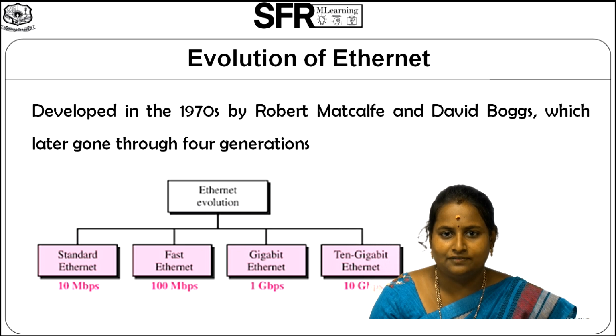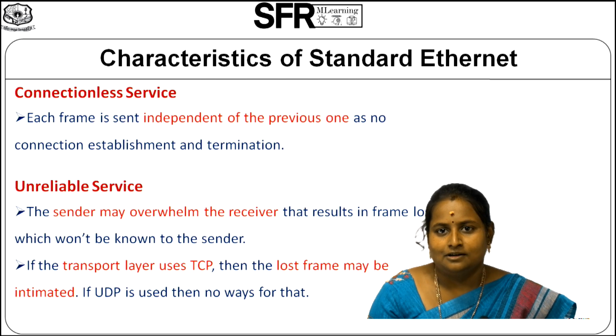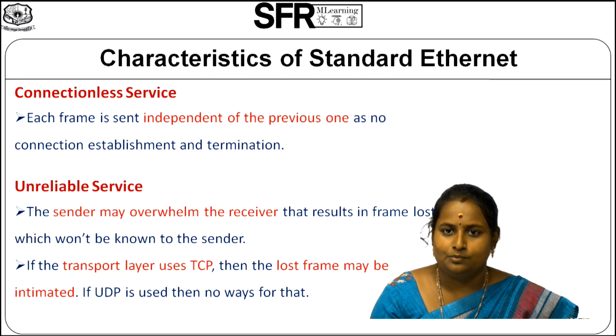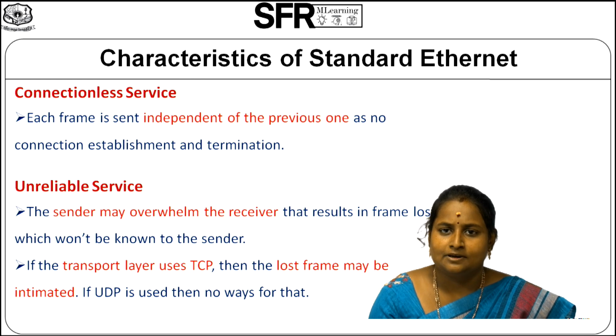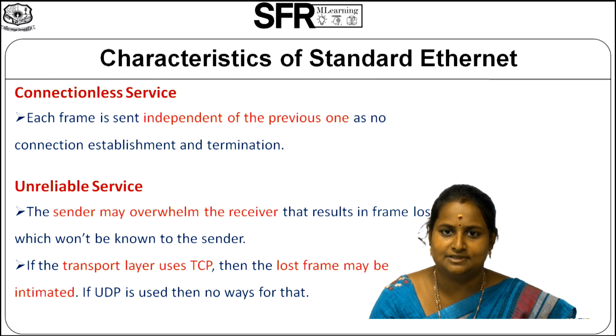Among the 4, the first one is Standard Ethernet. The speed of Standard Ethernet is 10 Mbps, that is 10 megabits per second. So, let us watch what is Standard Ethernet. First, we are going to see the characteristics of Standard Ethernet. There are 2 major characteristics for Standard Ethernet. The first one is connectionless service and the second one is unreliable service.